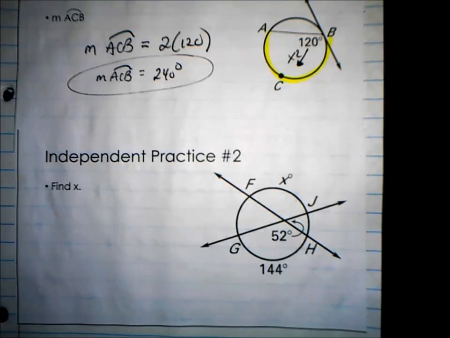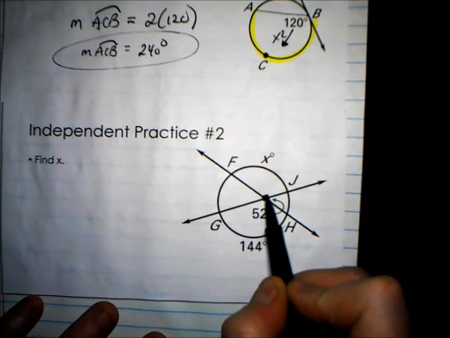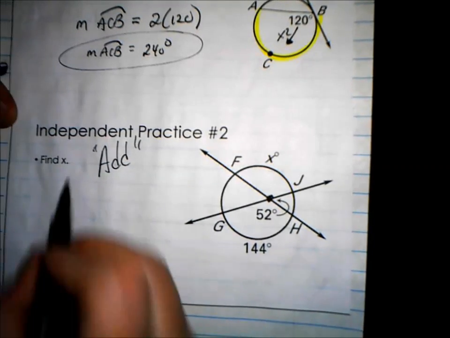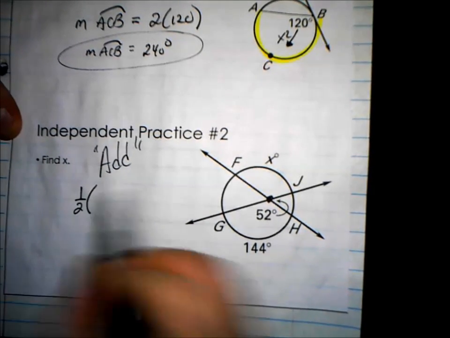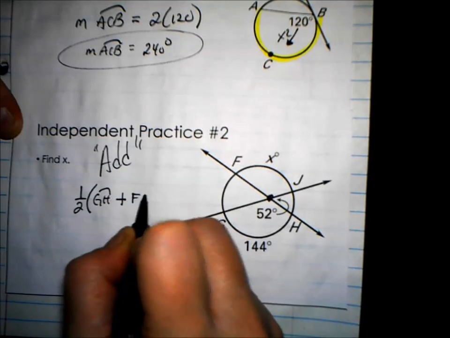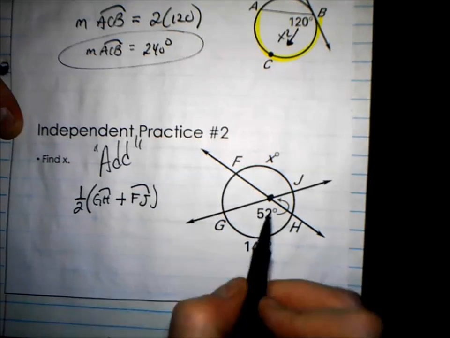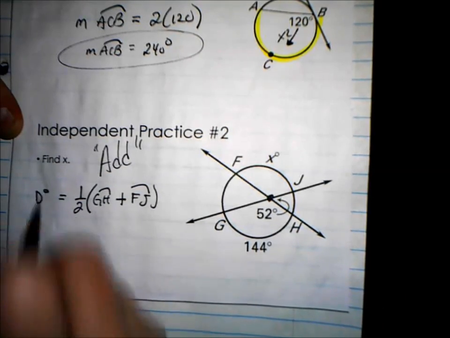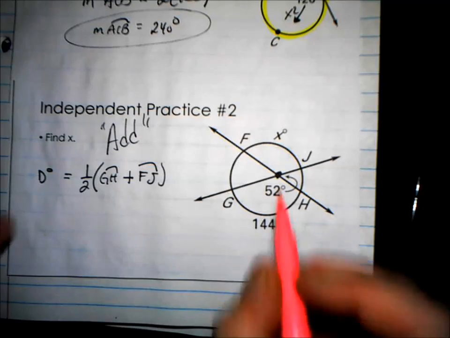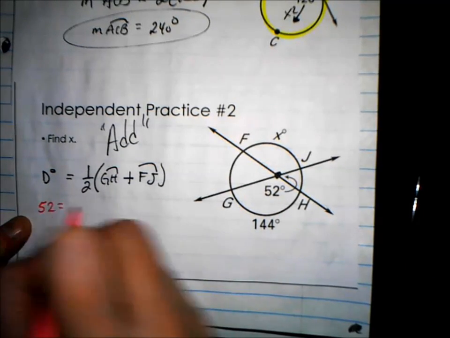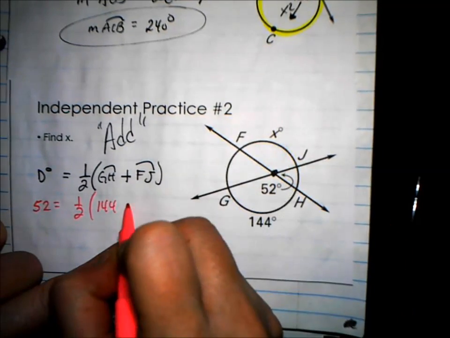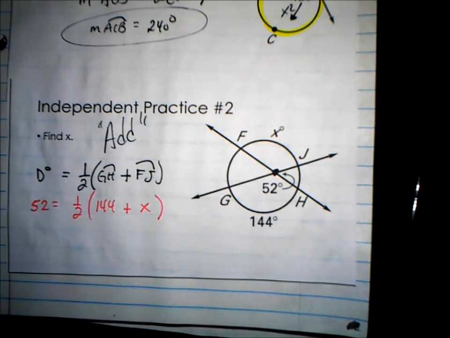Alright, number 2. This is intersecting inside. Inside means I am adding. Very, very important. If I look at my 2 arcs, my original formula is 1/2 of my arcs. That would be GH plus FJ arc. That will actually equal my degree, whatever it happens to be. If I fill in my values they give me, they actually give me the degree of 52, and then GH I have is 144, and I don't know what FJ actually is.